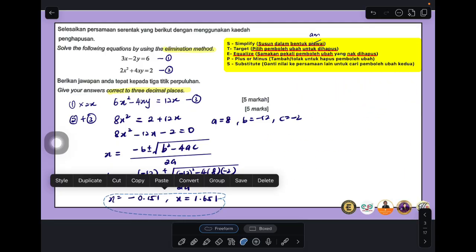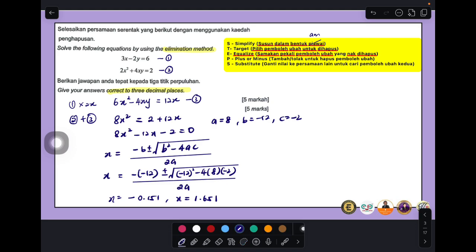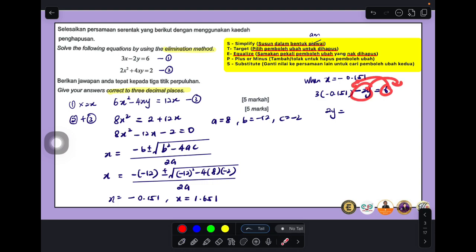After you get the X, now you get the Y. Don't forget, you only find the X only, you still need to find the Y. To get Y, either you substitute inside here or inside here. To be easy, of course, we need to substitute into the linear equation. So when my X equal to negative 0.151, 3 times negative 0.151 minus 2y equal to 6.